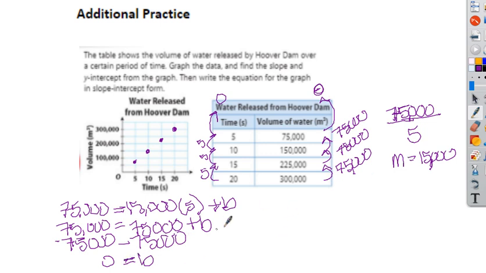All right, we got our slope, we got our y-intercept. We're going to go y equals 15,000x. And that's it. No plus because the y-intercept is 0.